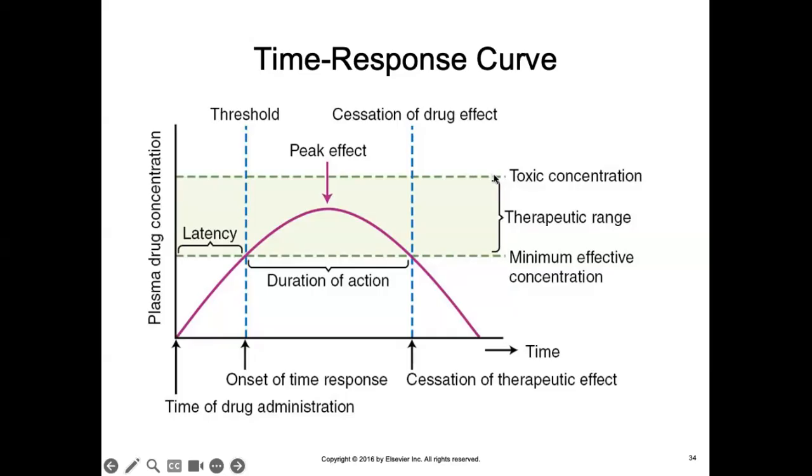So there's your toxic concentration, and there is your therapeutic range, and there's your minimum effective concentration. The goal would always be to have the minimum effective concentration be way below the toxic concentration, and that gives you a wide range for therapeutic action.